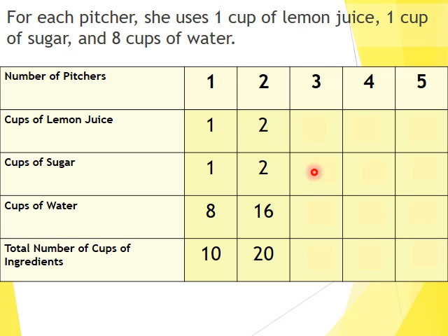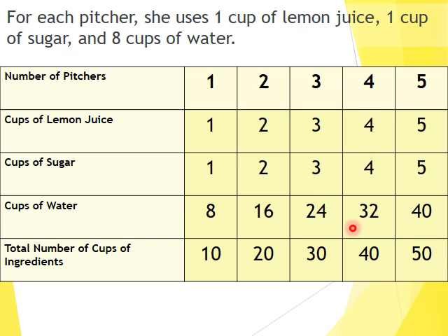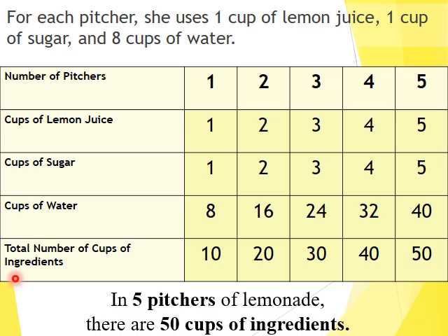Now you can add or multiply to find the total number of cups of ingredients for 3, 4 and 5 pitchers. It's 30 for 3 pitchers, 40 for 4 pitchers and 50 for 5 pitchers. So in 5 pitchers of lemonade, there are 50 cups of ingredients. We solved the problem.